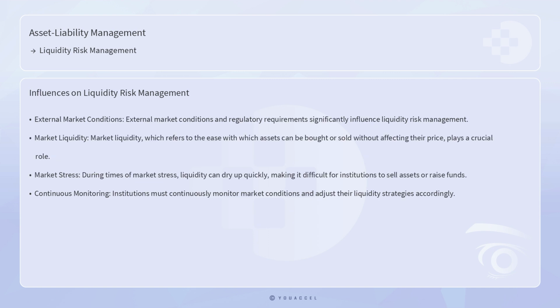In addition to internal mechanisms, external market conditions and regulatory requirements significantly influence liquidity risk management. Market liquidity, which refers to the ease with which assets can be bought or sold without affecting their price, plays a crucial role in determining an institution's ability to manage liquidity risk. During times of market stress, liquidity can dry up quickly, making it difficult for institutions to sell assets or raise funds. Therefore, institutions must continuously monitor market conditions and adjust their liquidity strategies accordingly.